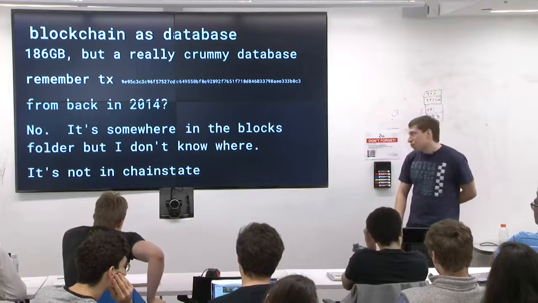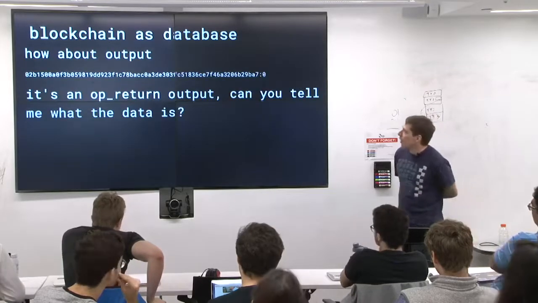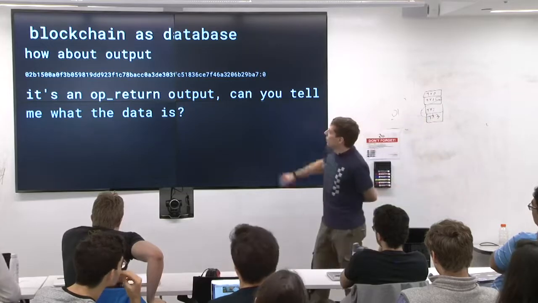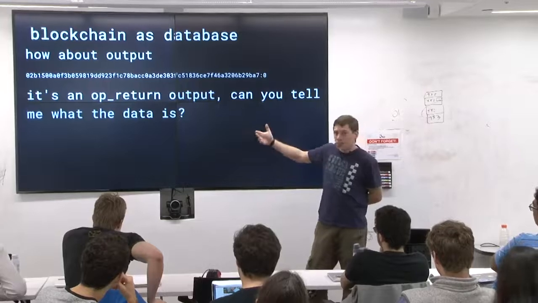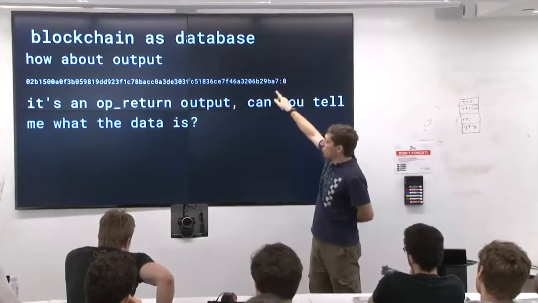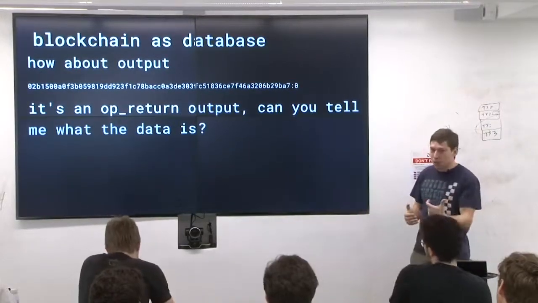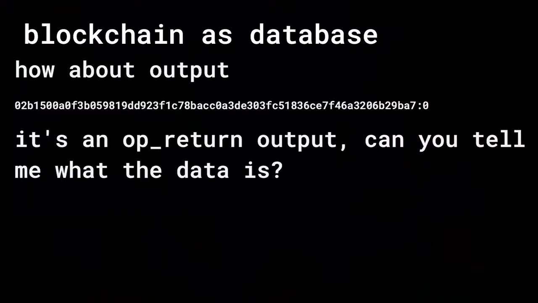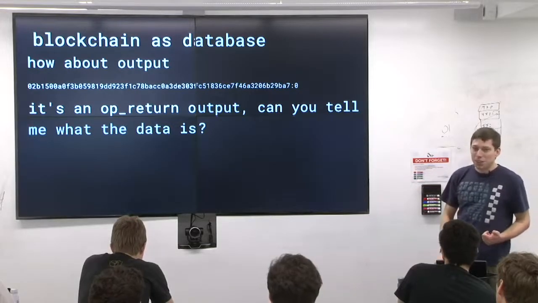Okay, so this one. Do you know this transaction? No. How about this? Well, I've got this output, right? It's still there in the UTXO. Someone spent here. It's like this is a transaction, and the first one is an OP_RETURN output, right? So it's got some extra data, but OP_RETURN means it's invalid. I can't spend it. Can you tell me what the data is? Do you think it'll be able to?